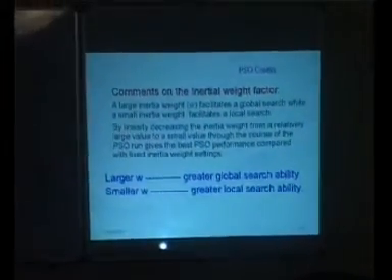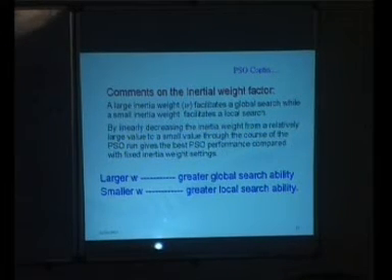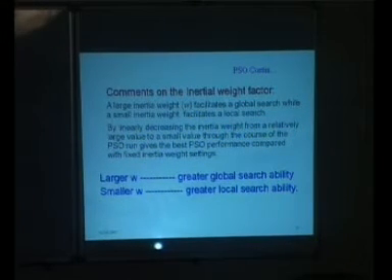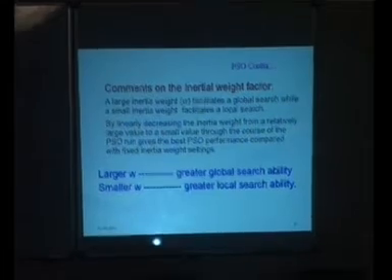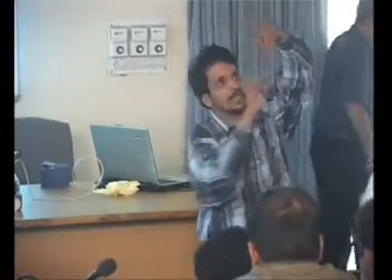These are some comments on the inertia. A large inertia weight facilitates a global search while a small inertia weight facilitates a local search. You see, if the inertia weight is large, you are moving with a high velocity. So you may go towards the global initially. But if you are very close to the global solution, and your search is in and around that, I will clear my point.